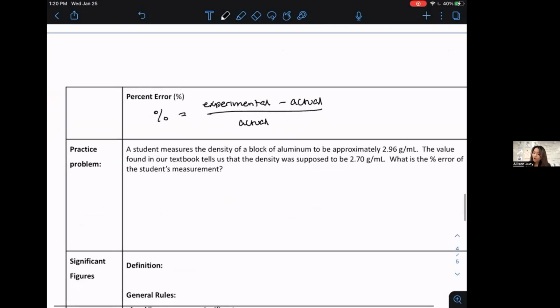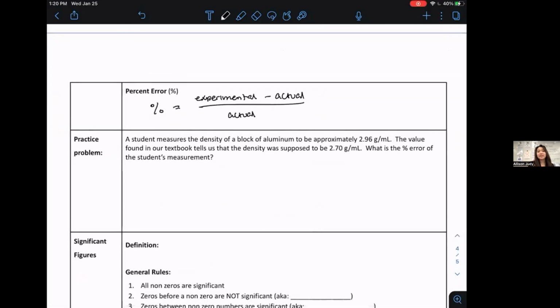Okay. So go ahead and just do this problem for a second and then we'll compare answers. So hopefully that was nice and simple. Good.